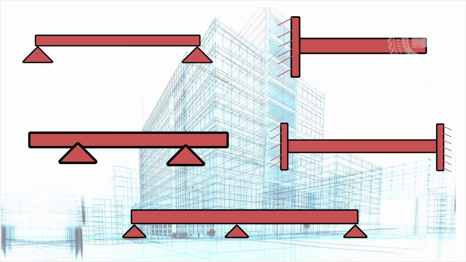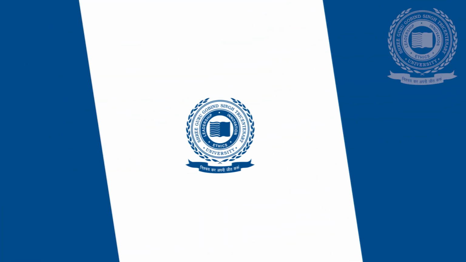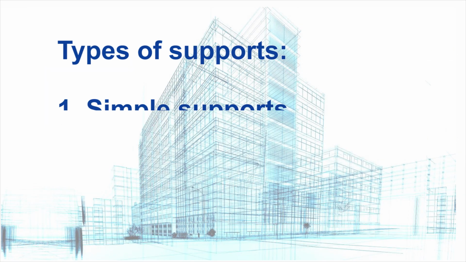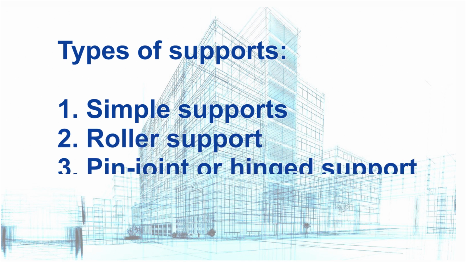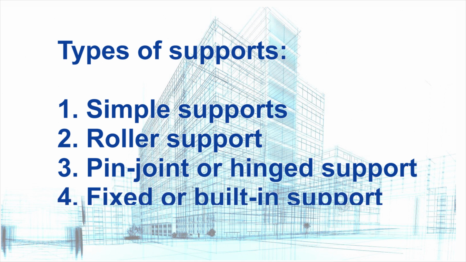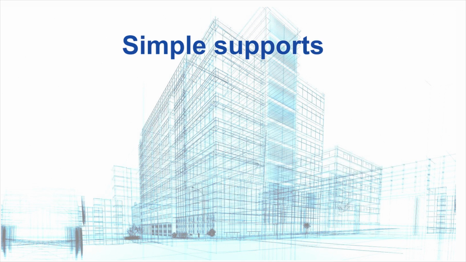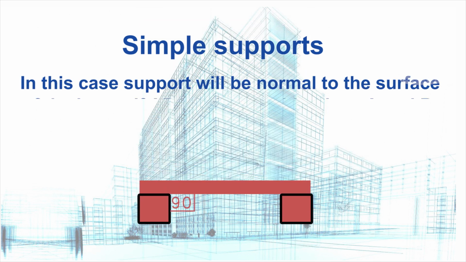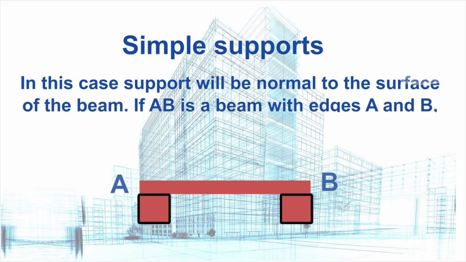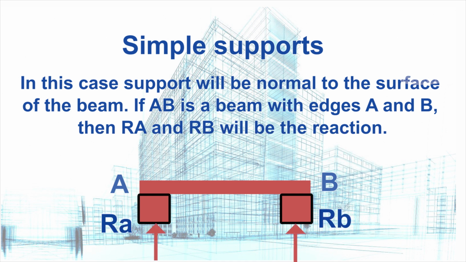These different beams are supported in a different way according to a different support system. These different supports are simple supports, roller supports, pin joint or hinge supports, fixed or built-in supports. Simple supports are such as, in this case, support will be normal to the surface of the beam. If AB is a beam with the edges A and B, then RA and RB will be the reaction from the two ends of the support.